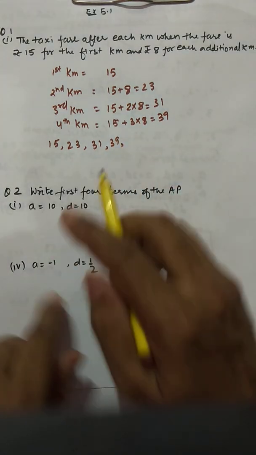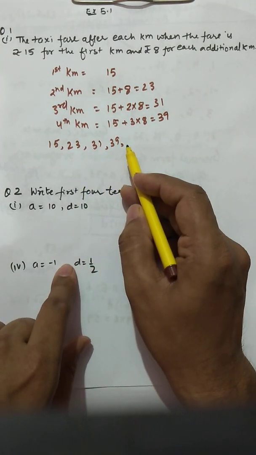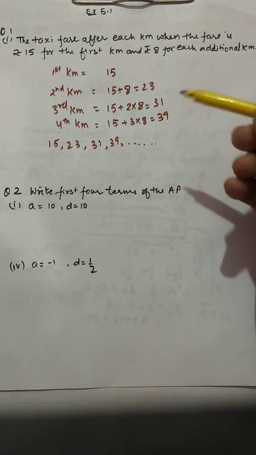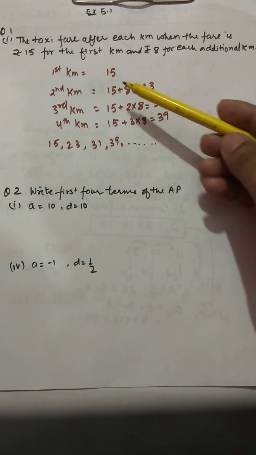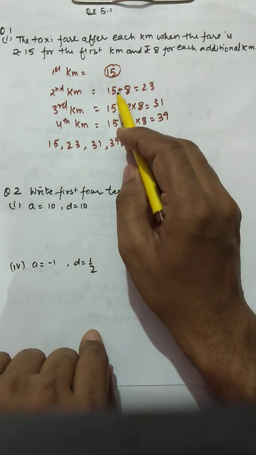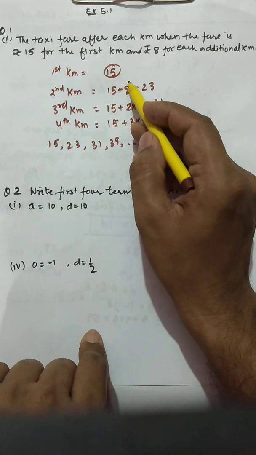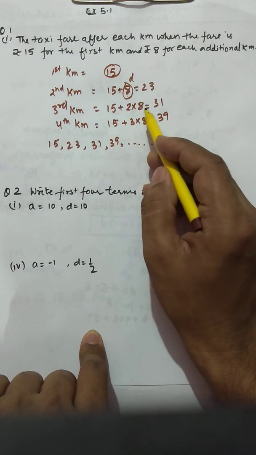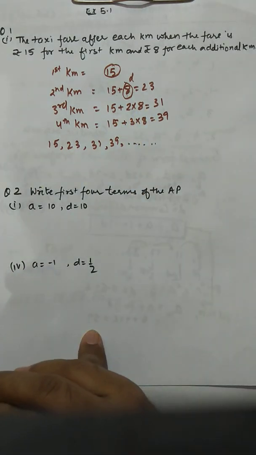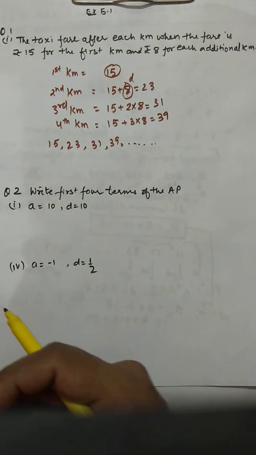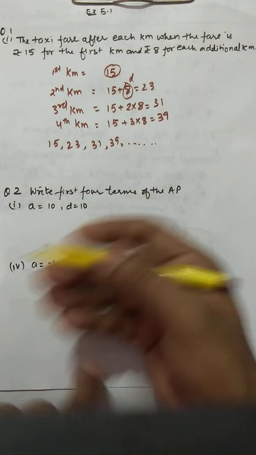Now the question is whether this is an AP or not. How do we find out? First of all, you can see that this is in the general form. This 15 will be your A, then A plus D, where 8 will be your D, then A plus 2D, A plus 3D. So this is forming that general form. This is an example of AP, but you can verify it another way.